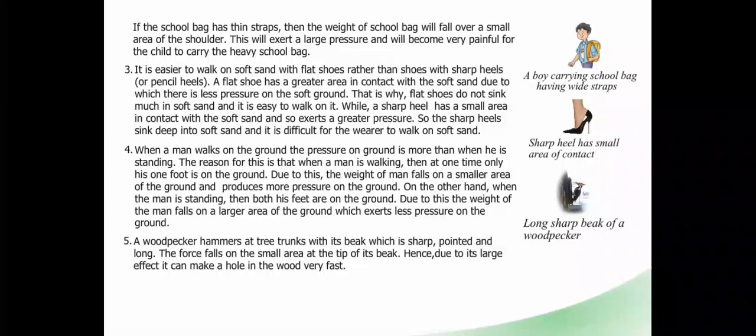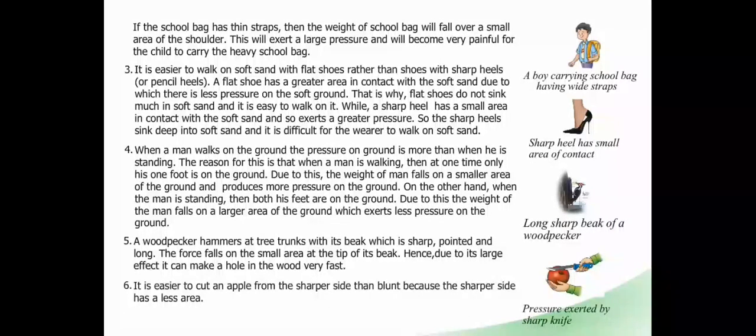Again, a woodpecker hammers at a tree trunk with its beak, which is sharp, pointed and long. The force falls on the small area at the tip of its beak. Hence, due to this small area, it can make a hole in the wood very fast. It is easier to cut an apple with the sharper side of a knife than the blunt side, because the sharper side has less area.